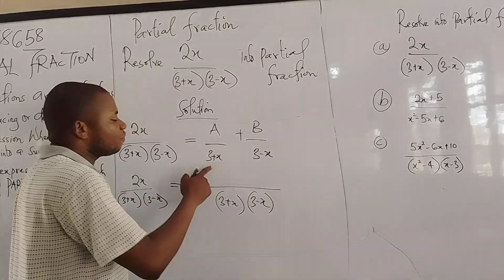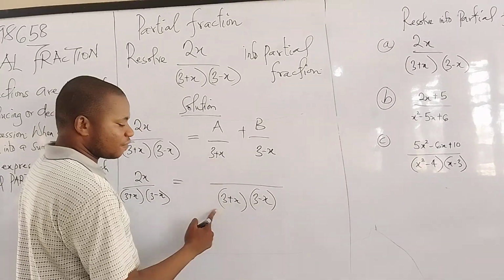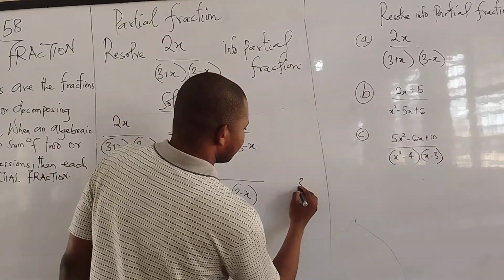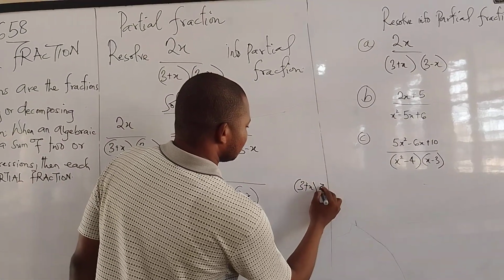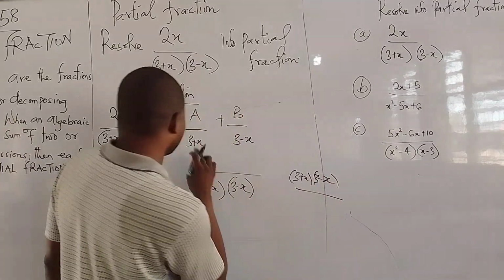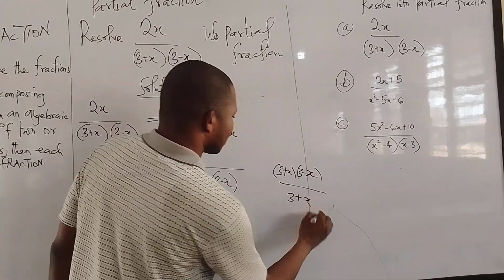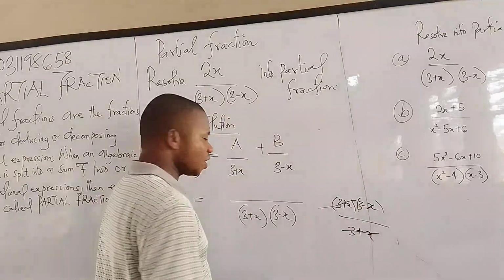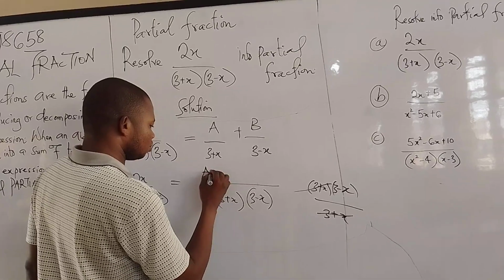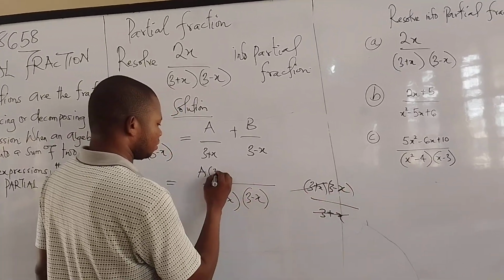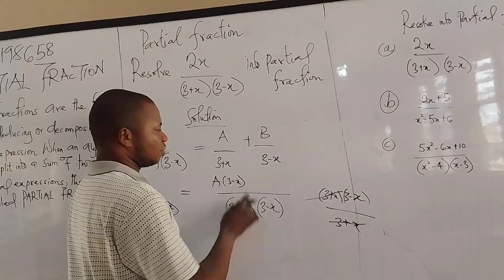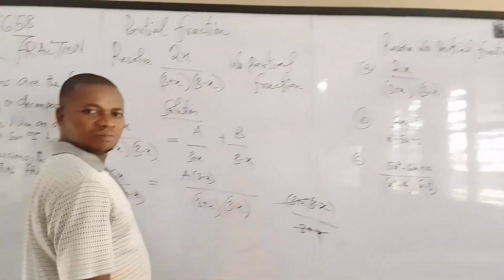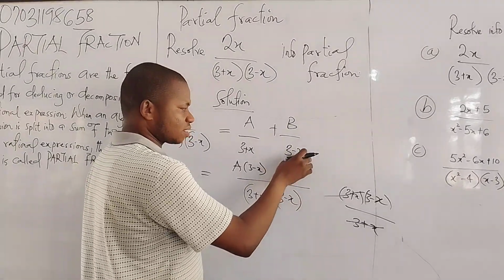Okay? So now, if you are using this denominator to divide everything we have here, you find out that what we are going to have is 3 plus x into 3 minus x divided by 3 plus x. This one will cancel itself. We are left with 3 minus x. So it becomes A into 3 minus x. We are done with this side. We move to this side.